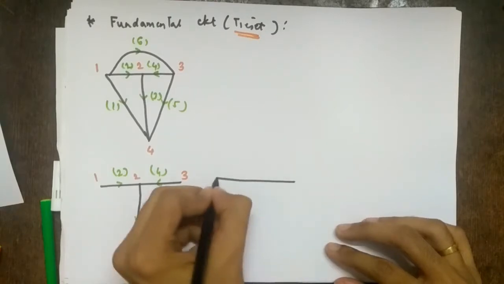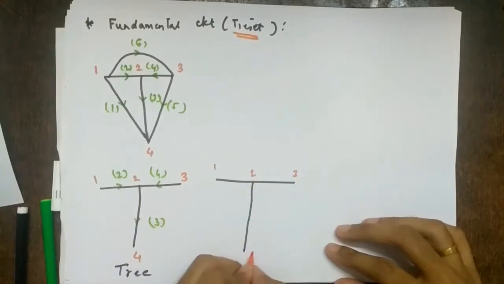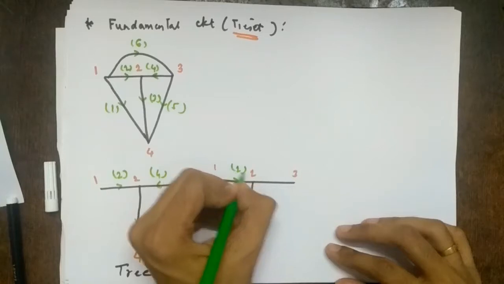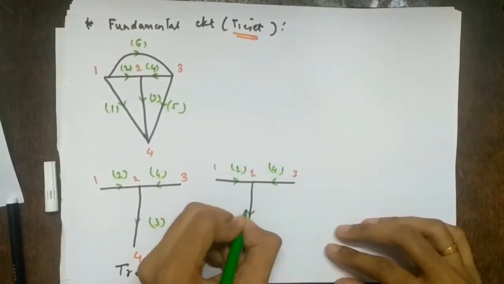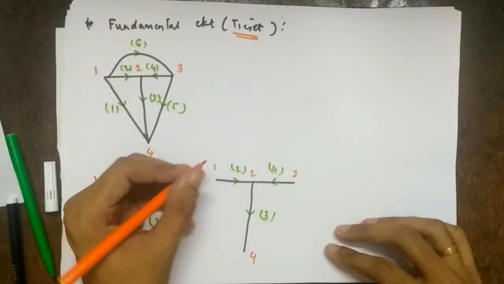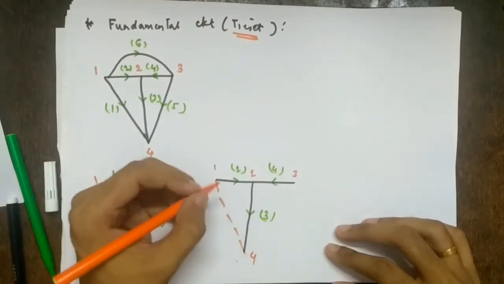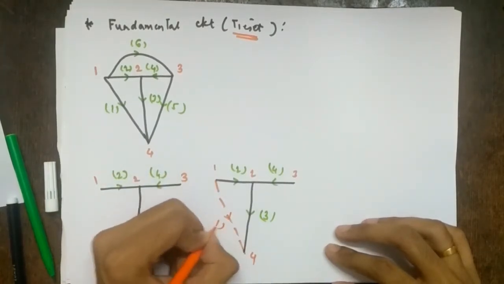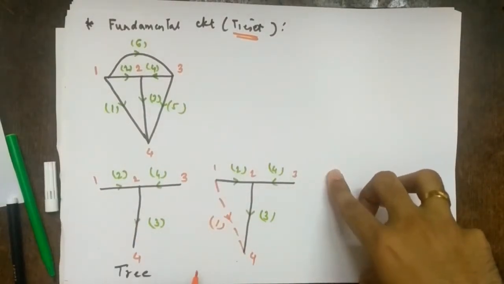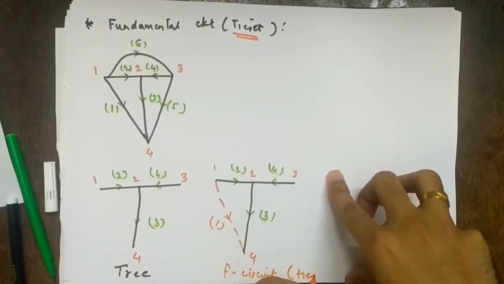So what I mean is, you again draw the tree. This is 1, 2, 3, 4, and this is 2, 4, 3. If this is one of the links, and I draw it this way, this is branch number 1. This is the link I have drawn for this tree, and this is then called an F circuit or tie set.